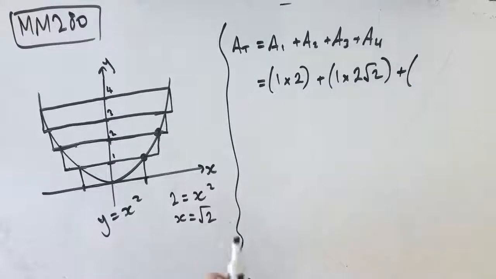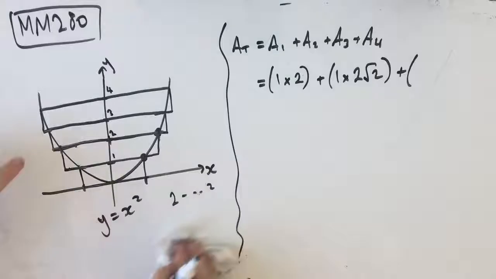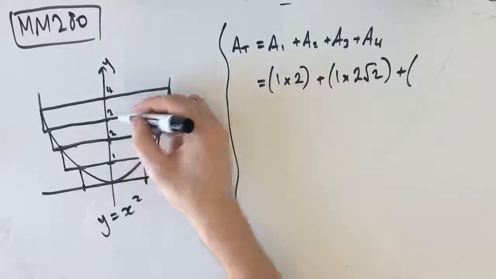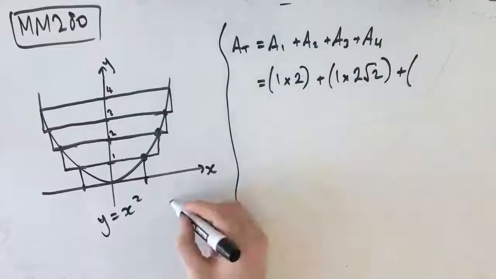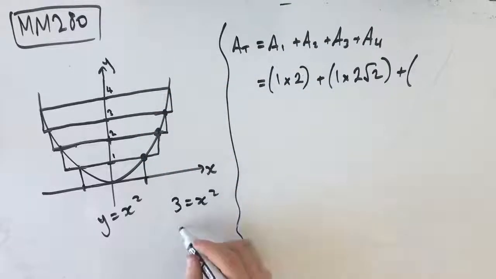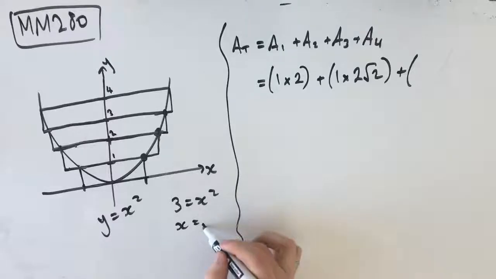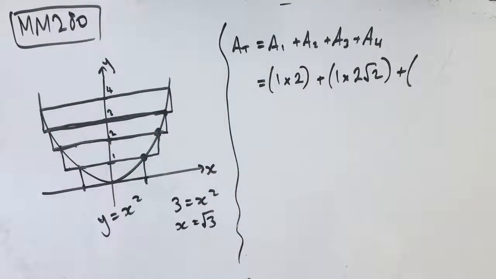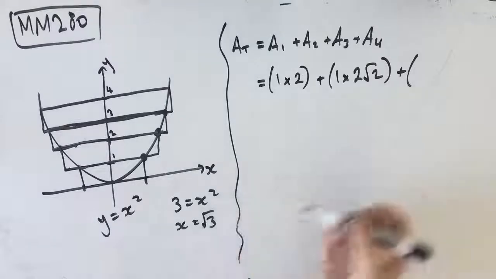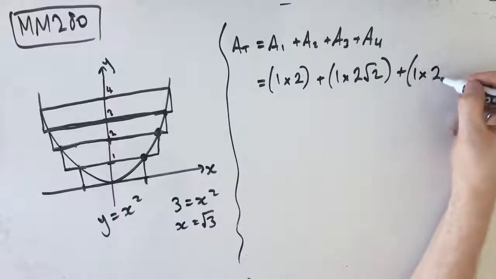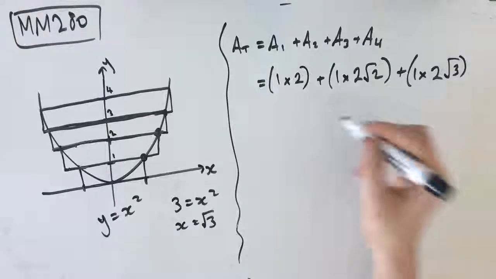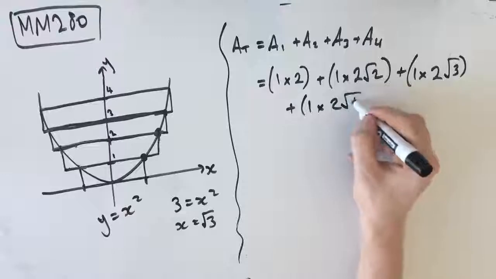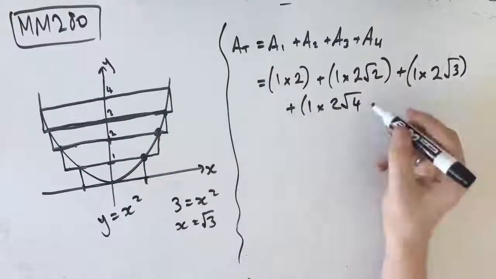Plus, again, our height of the next rectangle is 1, and our x value, or our length, is going to be our x value at y equals 3. So 3 equals x squared. I'm sure you can kind of see a pattern emerging here, which means x is equal to root 3. So our total length along here is 2 times root 3. So 1 is our height, and then times our width, which is 2 times root 3. As I'm sure you can guess, the next one is going to be 1 times 2 root 4, okay? Because our y value is 4 there.